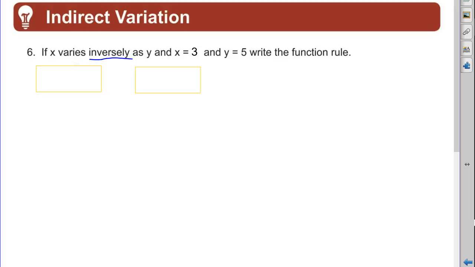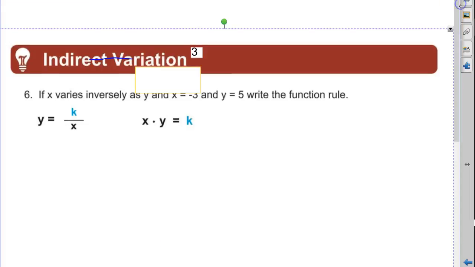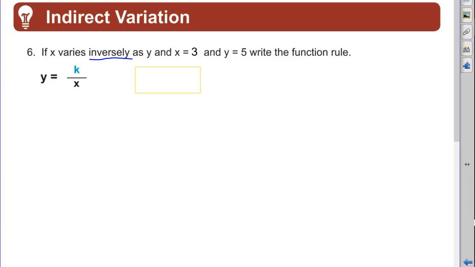So when we were talking about a direct variation, and that was the previous video, you had the generalization of y equals kx. Well, in this one, you have to understand that y equals k divided by x. All right, and this is what we have to sub the value of k into to be able to write the function. Okay, so we need to get k.